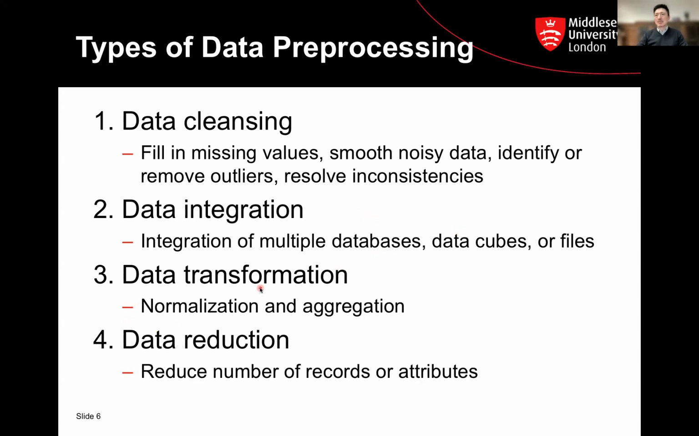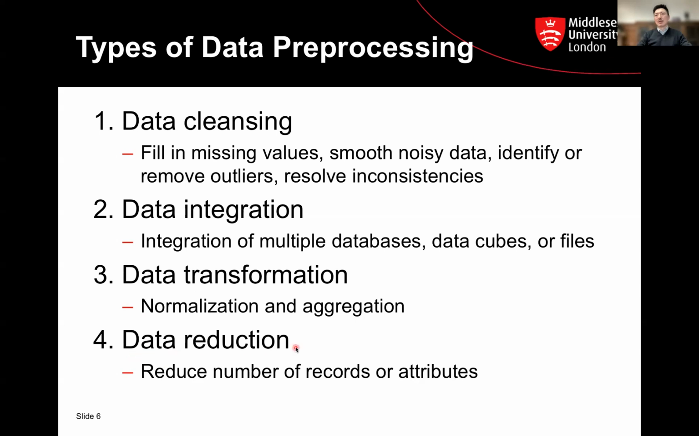Okay, in terms of data transformation, that includes normalization and aggregation. For normalization, the most common one is to convert all the values to the range between 0 and 1, because that works better. It also makes it consistent across different data attributes.